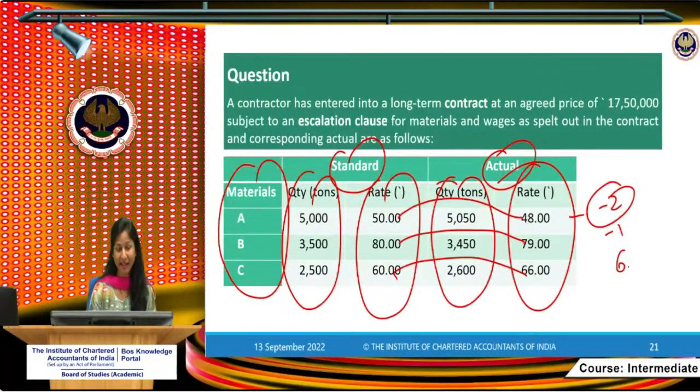But while calculating the escalation claim, we have covered only rate figures. Why not quantity details? Why have we not taken the differences between the quantity? Because quantity is something which was under the control of the contractor. Budget was prepared by the contractor, so he should have taken care what quantity would be required in future. But regarding rate, he has no control. That's why escalation claim is calculated on rate figures only, not the quantity figures. I hope this is clear.